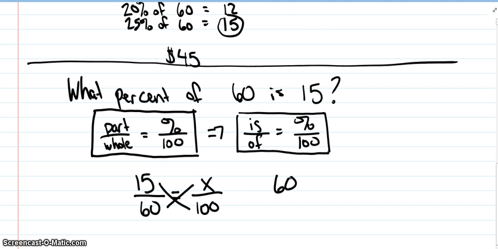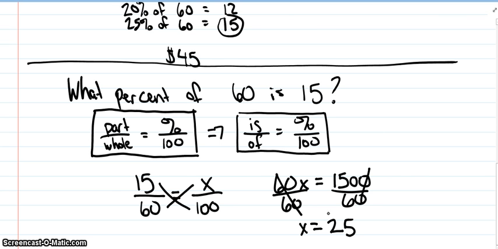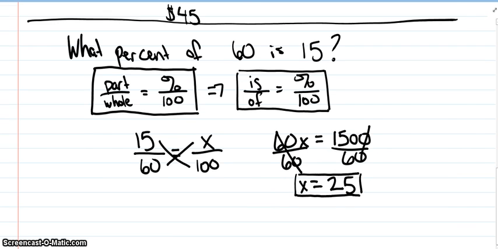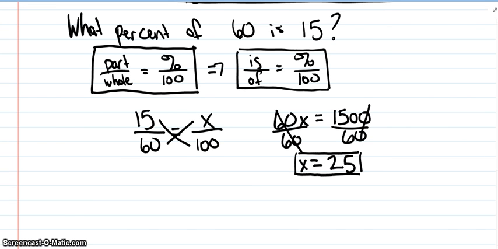So 60x equals 1500. We're going to divide by 60 on both sides. This 0 cancels, this cancels. X equals, and then we just have 150 divided by 6, which would be 25. So x equals 25, but what were we looking for? We were looking for what percent of 60 is 15. So 25%. So 25% is our final answer. So 25% of 60 is 15.